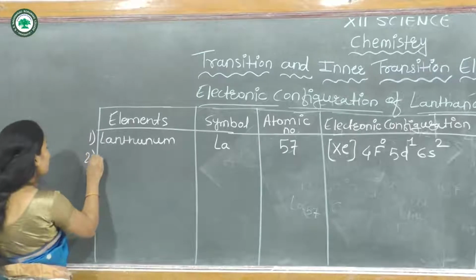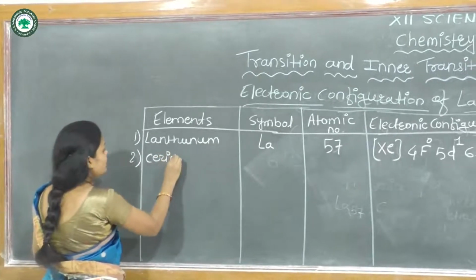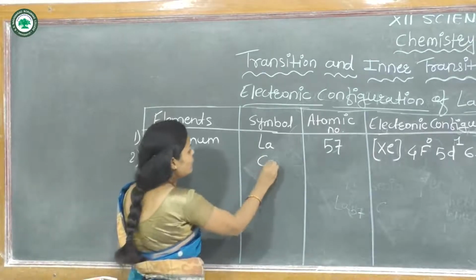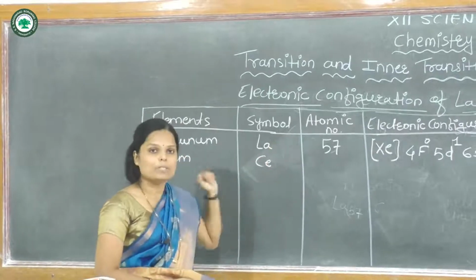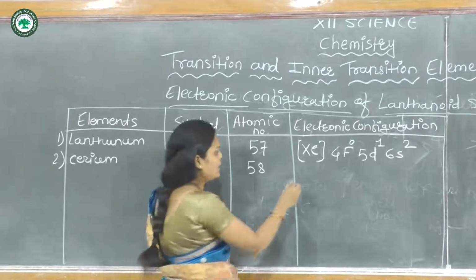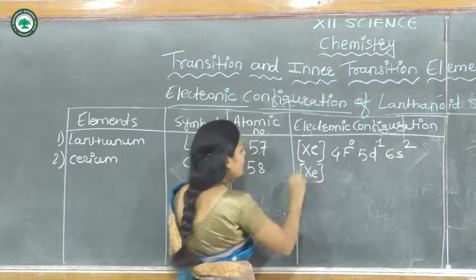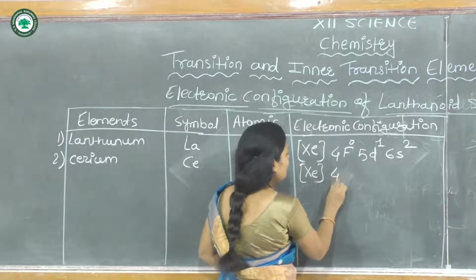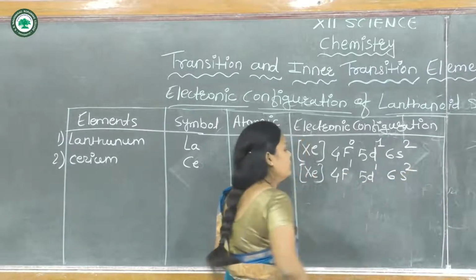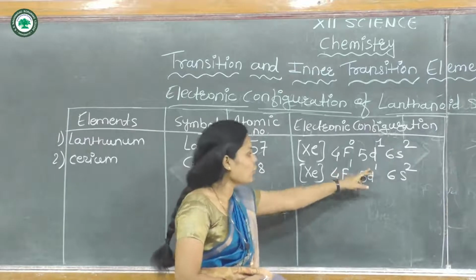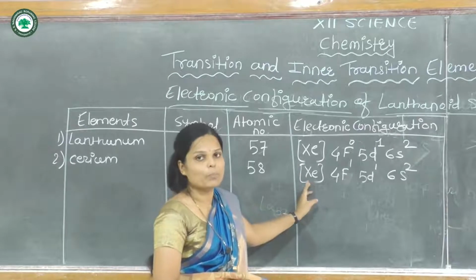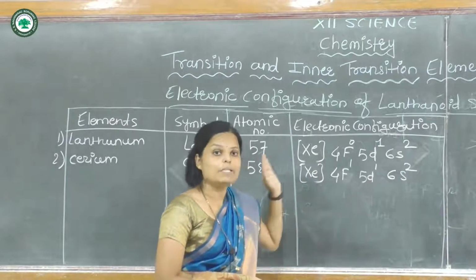The next element is cerium. Cerium is denoted by capital C and small e. The atomic number of cerium is 58. Here it is also xenon, and we can write down 4f1, 5d1 and 6s2. Its electrons are 1 and 1 is 2, and 2 plus 2 is 4, and xenon's 54 plus 4 means 58.